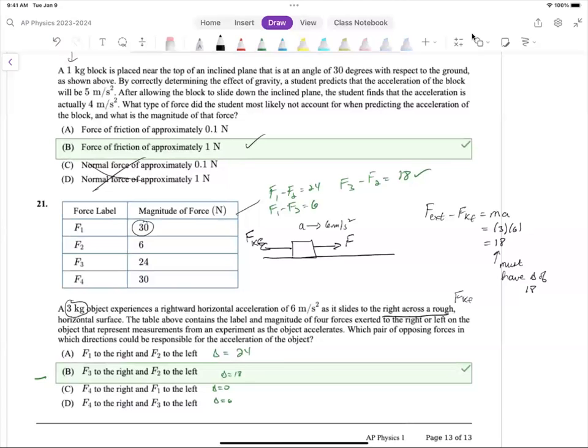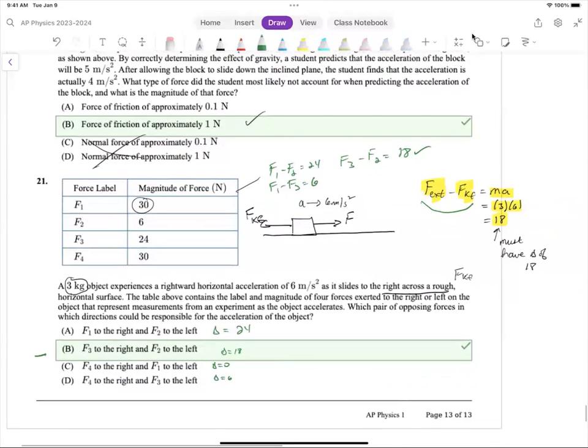Well, they told me it was accelerating to the right at 6 meters per second squared. That means I must have a force to the right and a force to the left because it's kinetic friction. I got some external force minus the force of kinetic friction equals the mass of the object times acceleration. They told me the mass of the object was 3. They told me the acceleration was 6. The product of those two is 18. Here's what I know. The difference between those two forces must be 18. Okay, so I go and look at each one of these options.